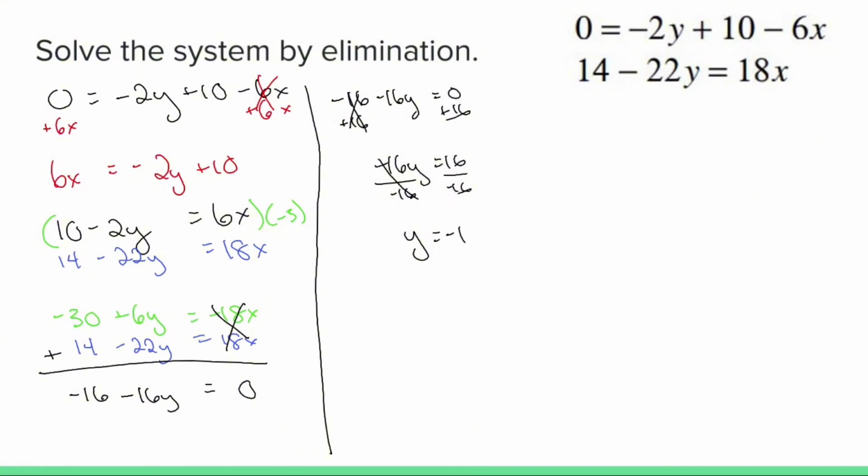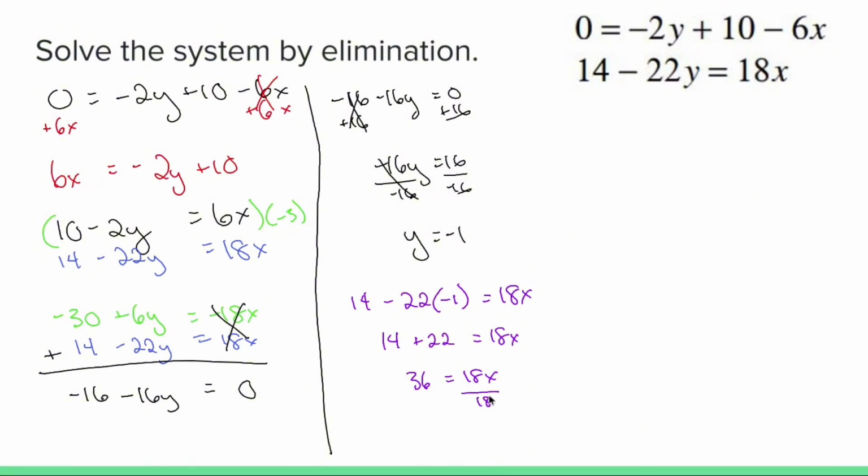All right. I have my y. You can take that y and plug it into any of the equations to solve for x. So why don't I plug it into the bottom equation because it's almost already solved for x, almost kinda. So I have 14 minus 22y, which means negative 1, equals 18x. So 14, negative 22 times negative 1 is plus 22 equals 18x. Add those guys together and you get 36 equals 18x.